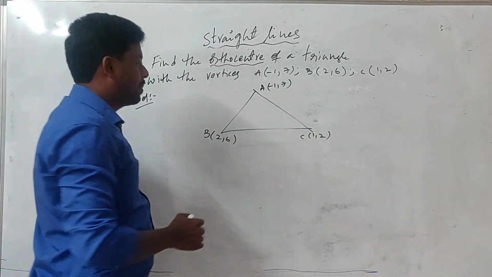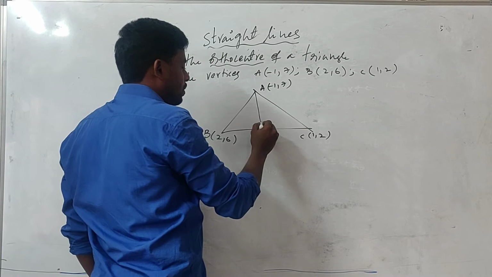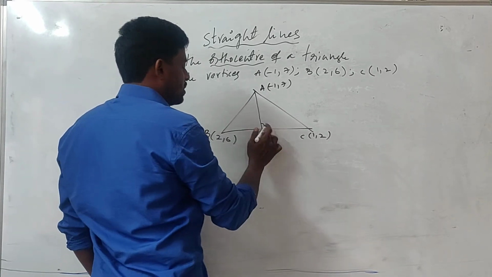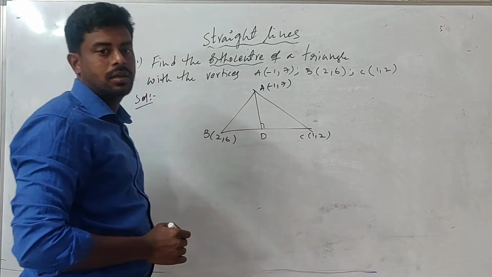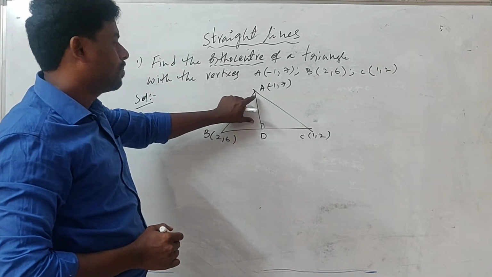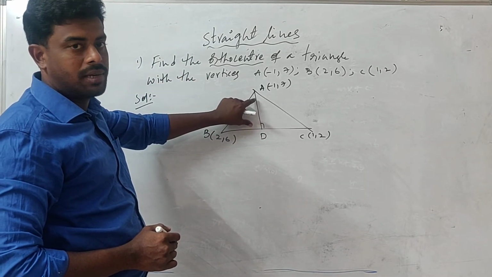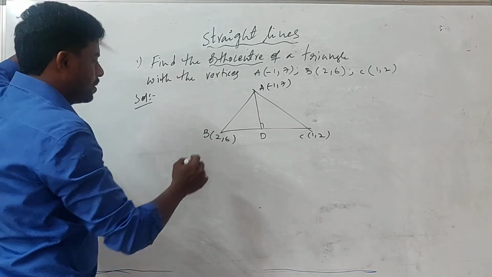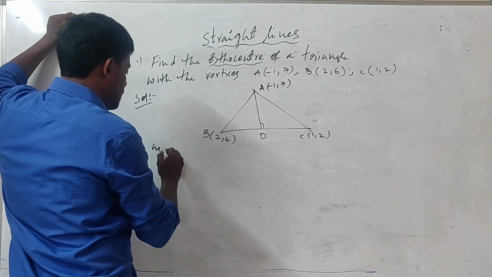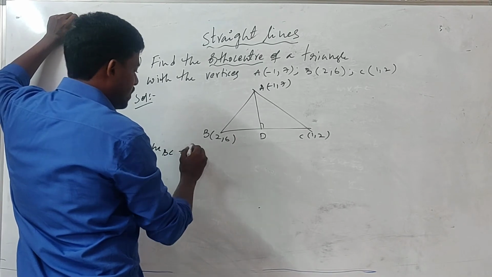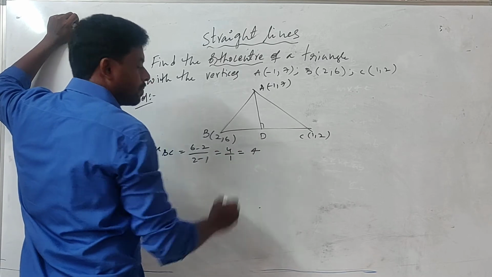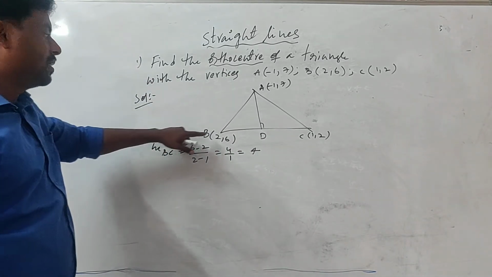I want to draw a perpendicular from vertex A to BC. That is one perpendicular. Keep its name as, for example, D. How to get this line segment? This line we need to find first of all. For that, we need to find the slope of BC. Slope of BC is equal to (y2 minus y1) by (x2 minus x1), which is 4 by 1, equal to 4. That is the slope of BC.